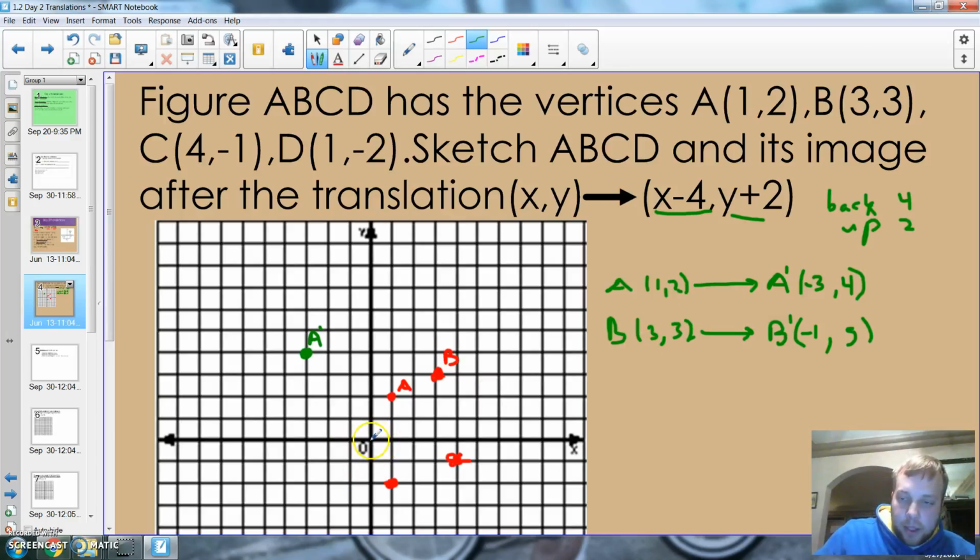So let's go like that. Negative 1 and 5. I believe it's there. This is kind of looking like what I had over here in this area, just moved back. Let's see. Back 4, up 2. But check it out. That's B prime. B prime.